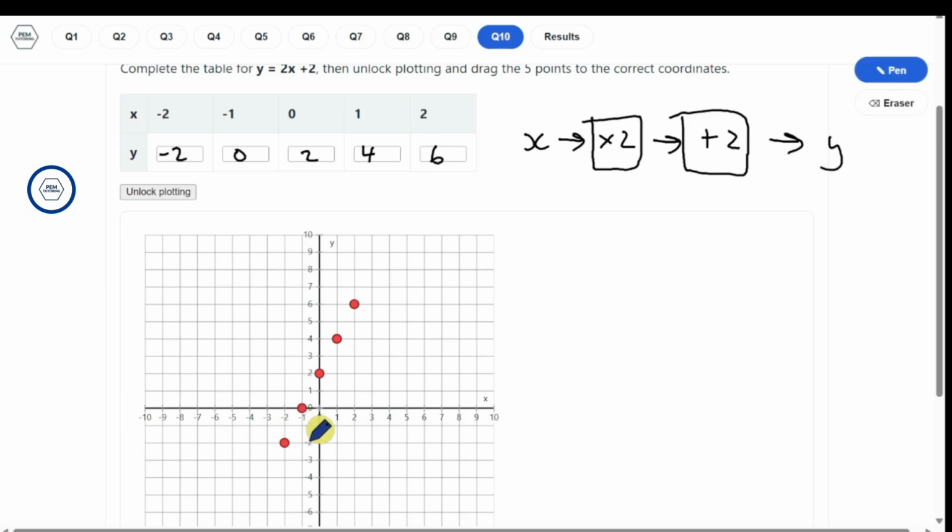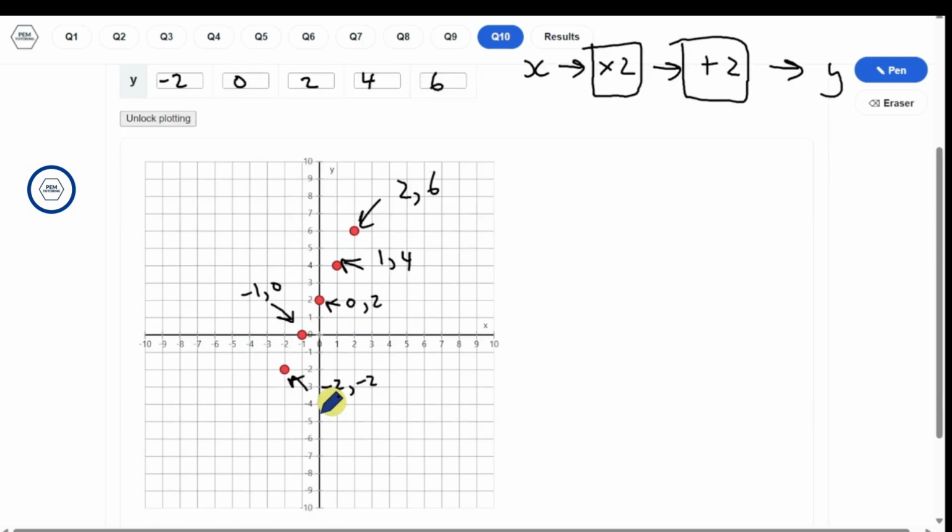If I just label what these points are, this point here would be negative 2, negative 2. This point here would be negative 1, 0. This point here is going to be 0, 2. This point is going to be 1, 4. And this point here is 2, 6. So the left number on the coordinates is always the x movement. You go along the x first and then the y.